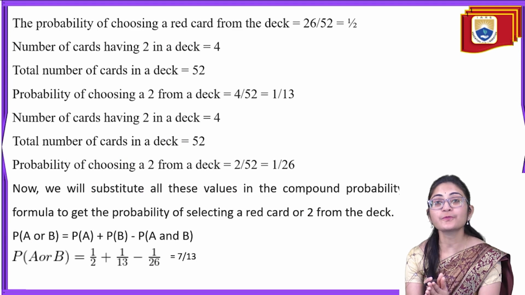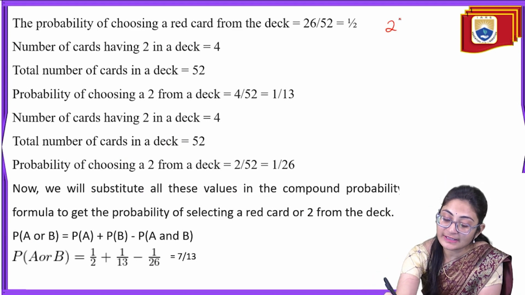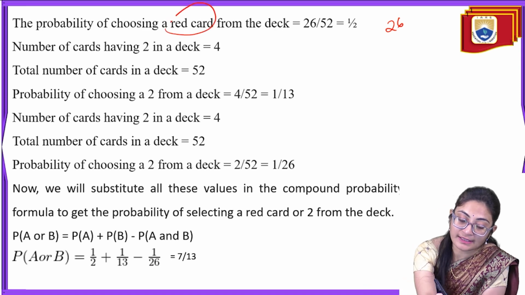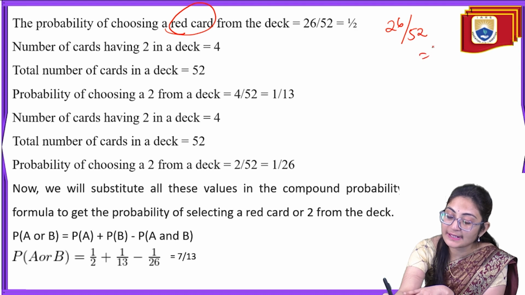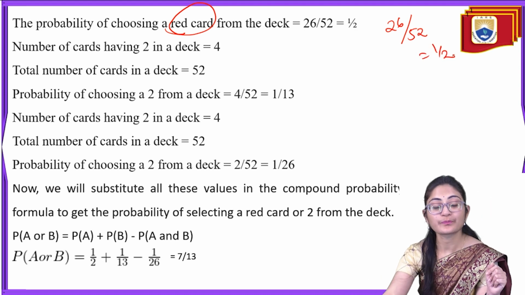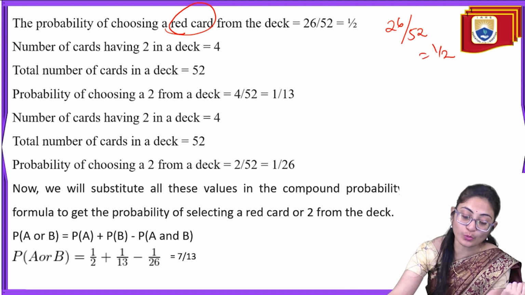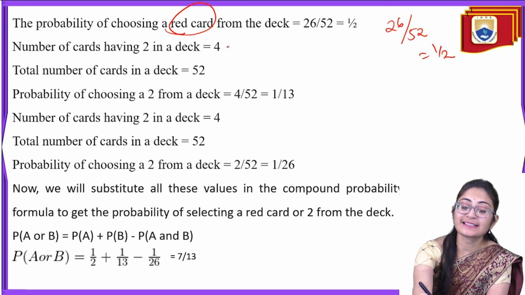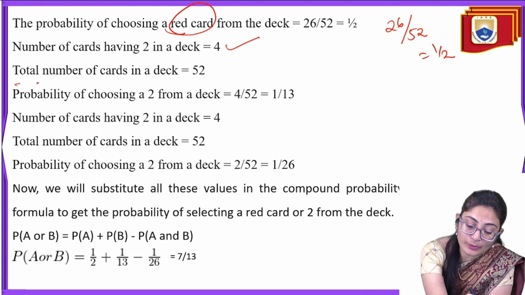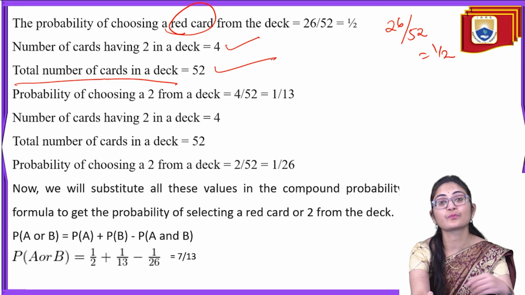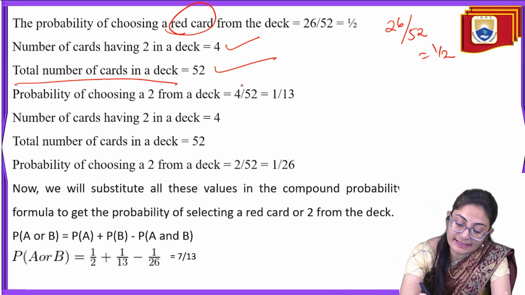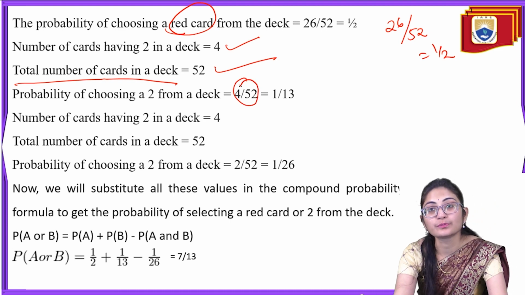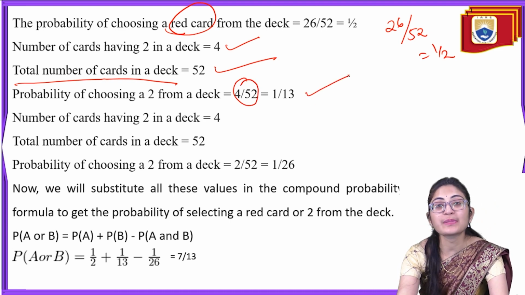Now the probability of choosing a red card from the deck: the number of red cards is 26, so 26 by 52, that will be 1 by 2. Now the number of cards having 2 in a deck is 4, and the total number of cards in the deck is 52. So the probability of choosing a 2 from a deck is 4 by 52, that is 1 by 13.